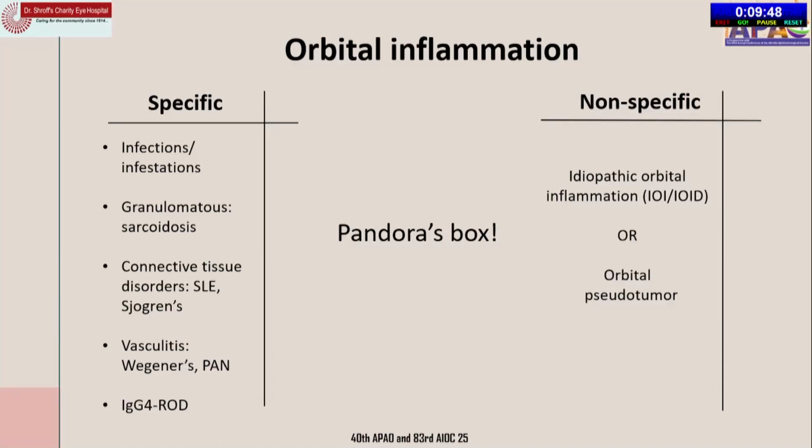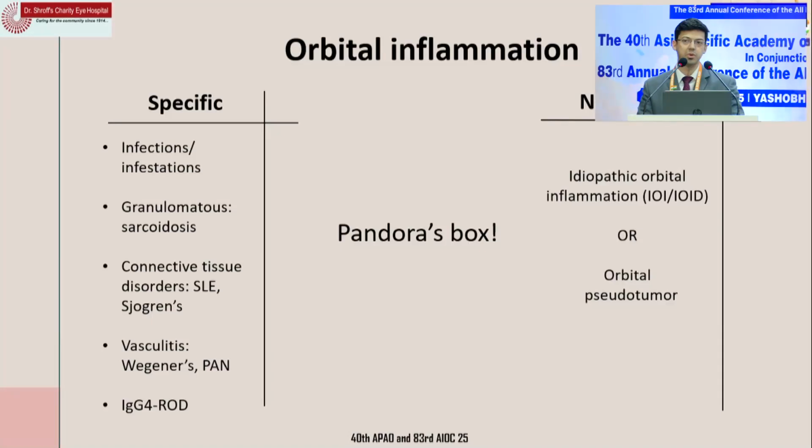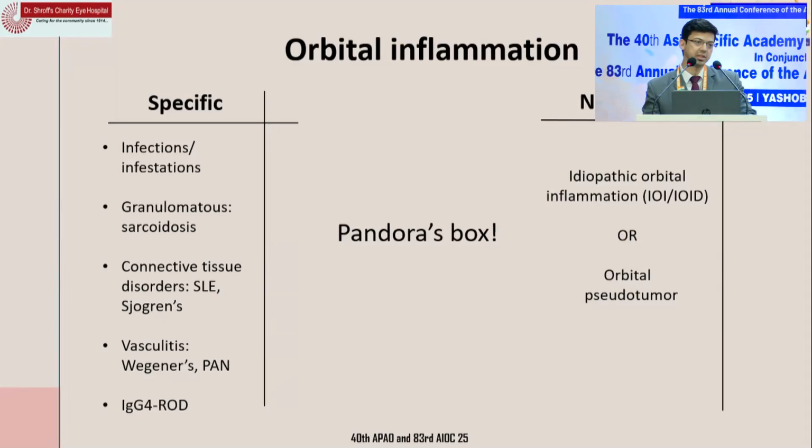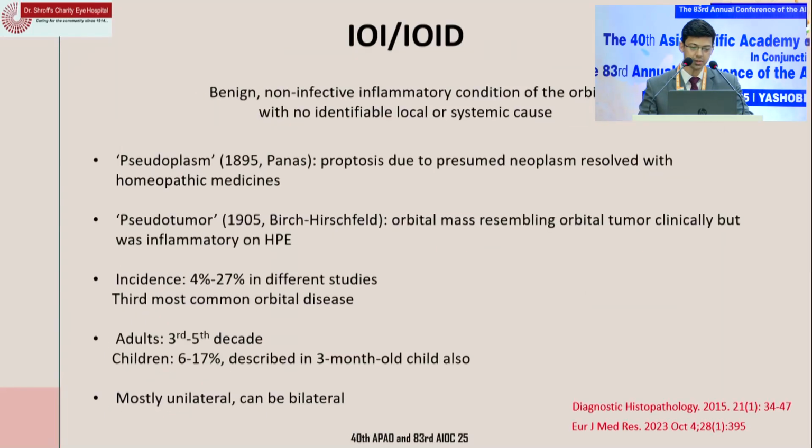I'll be talking about idiopathic orbital inflammatory disease. The orbit is a Pandora's box because you don't know what you're going to get inside the orbit. And when talking about orbital inflammations, they can either be specific, which have a definite local or systemic cause, or non-specific, which is going to be covered here, also known as idiopathic orbital inflammation or orbital pseudotumor.